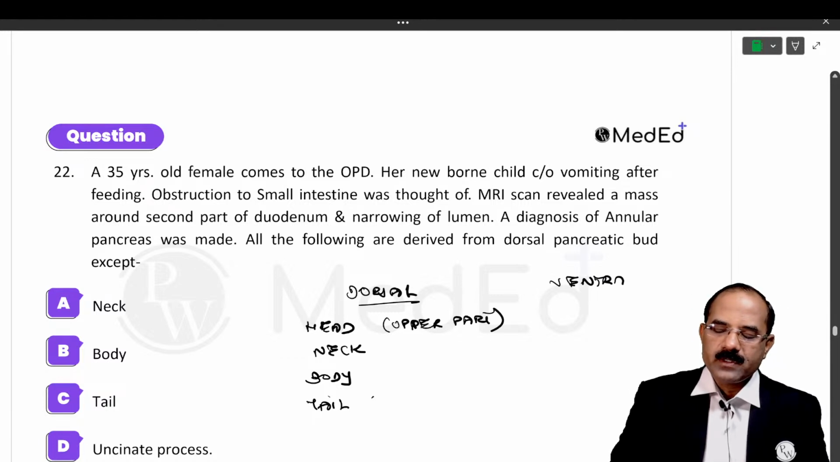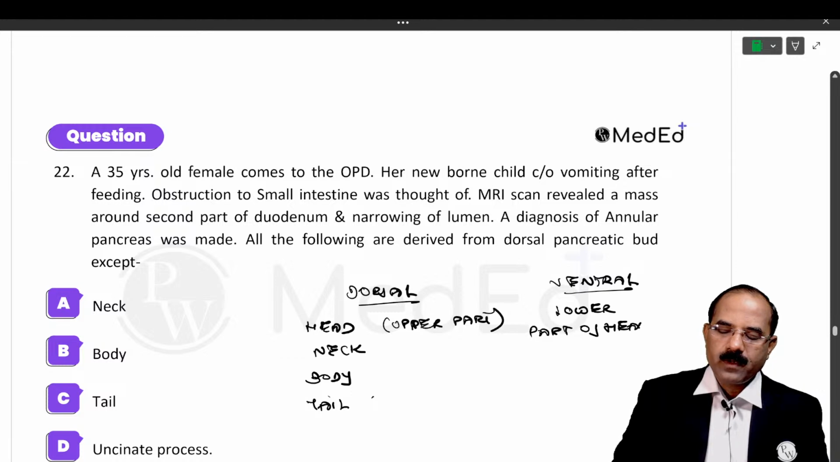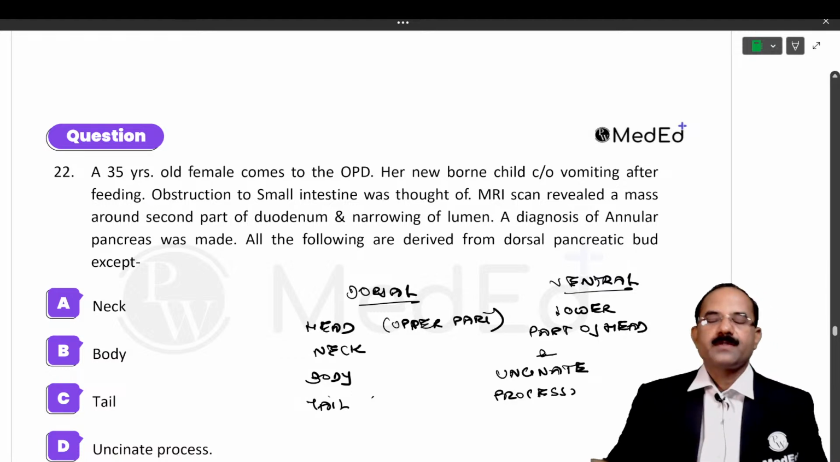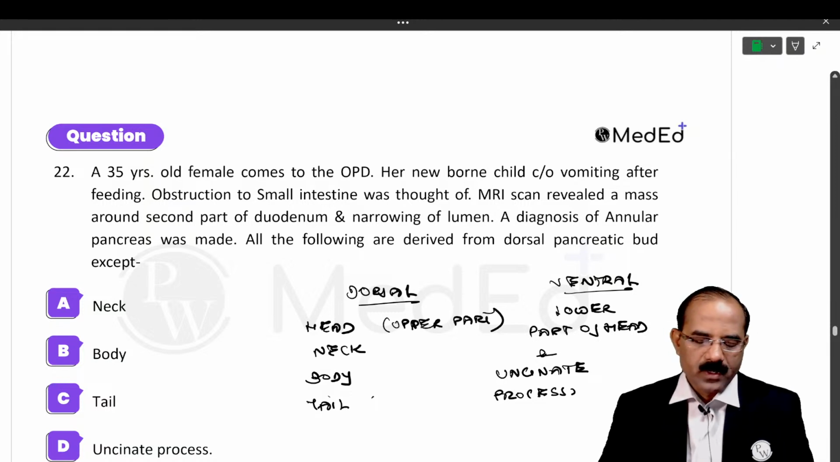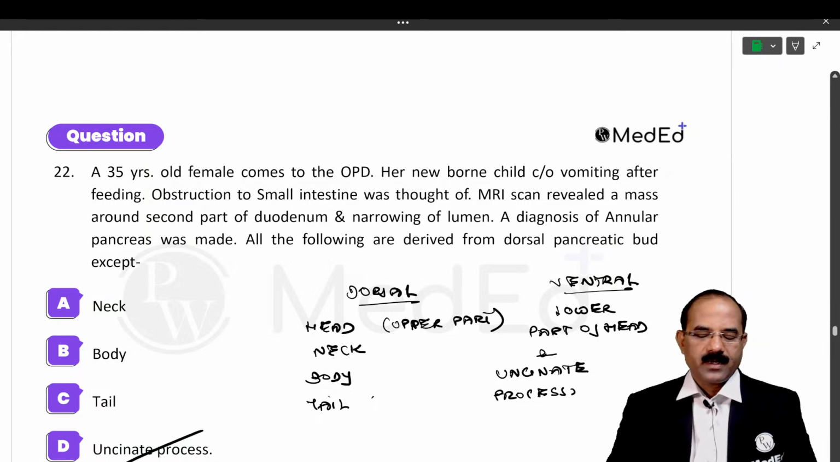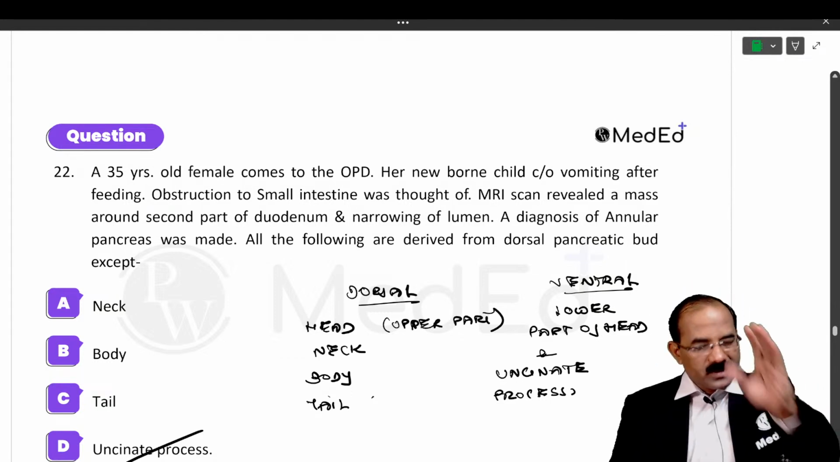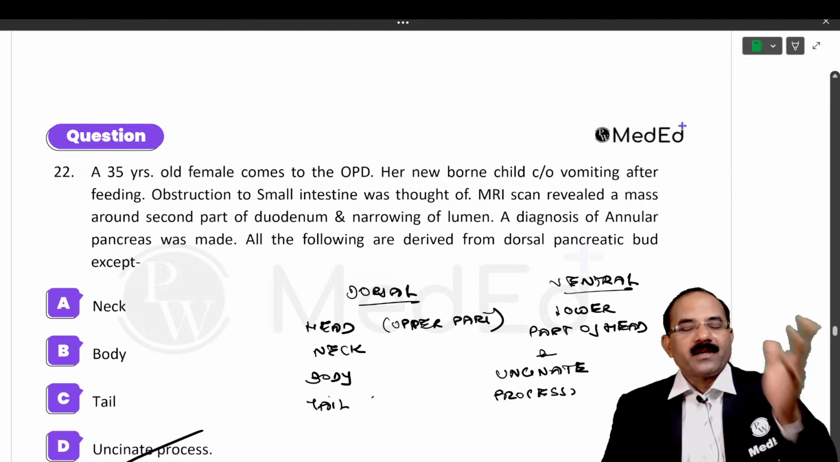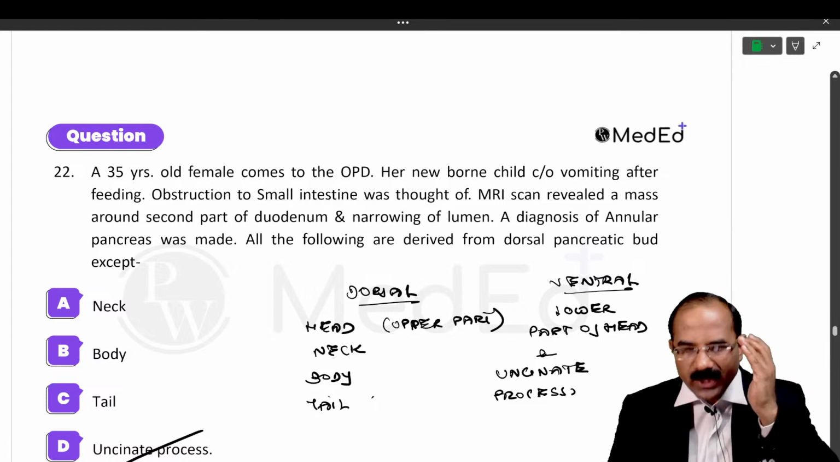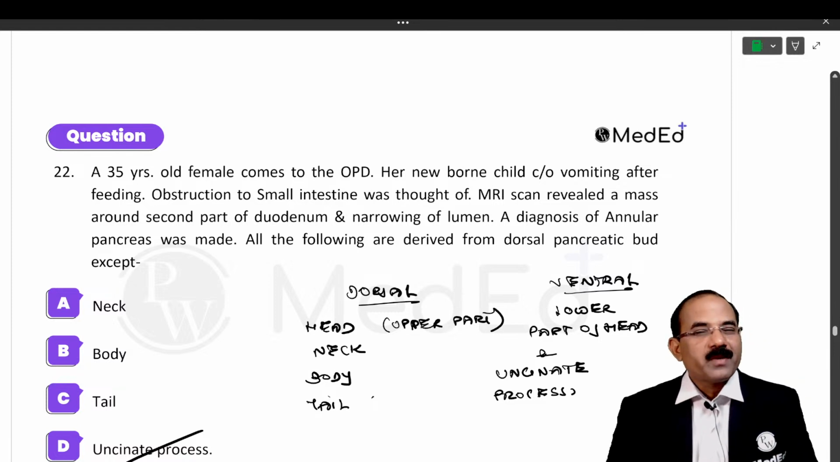What is formed from the ventral bud? The ventral bud forms the lower part of the head and the uncinate process. Yes, very good. So the answer is uncinate process. Excellent, Gaurav. Very good. You should know this; it is extremely important. The dorsal pancreatic bud forms the upper part of the head, neck, body and tail of the pancreas, and the ventral bud forms the lower part of the head and the uncinate process.